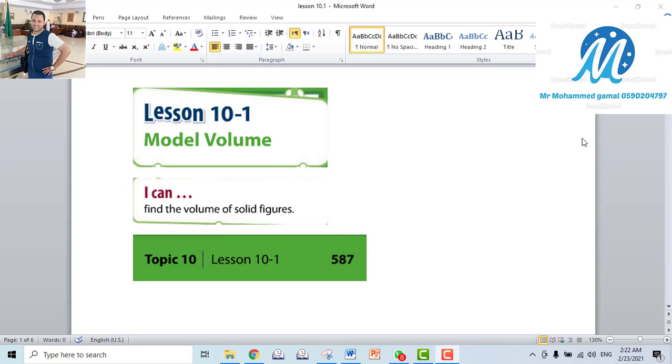Welcome to a new lesson, 10.1, Model Volume. By the end of this lesson, each and every one of you should be able to find the volume of a solid figure.